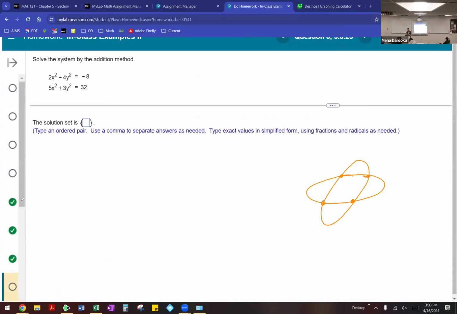Alrighty, so let's take a look at how we would solve this. So you have 2x squared minus 4y squared equals -8, and then 5x squared plus 3y squared equals 32. So treat the x squares and y squares as though they were x and y and follow that same idea. So eliminate either the x or the y. So which one do you think might be easier to eliminate in this example? X or y?